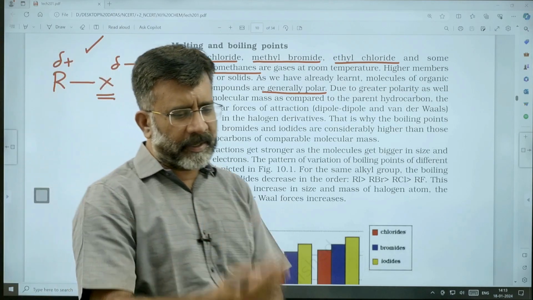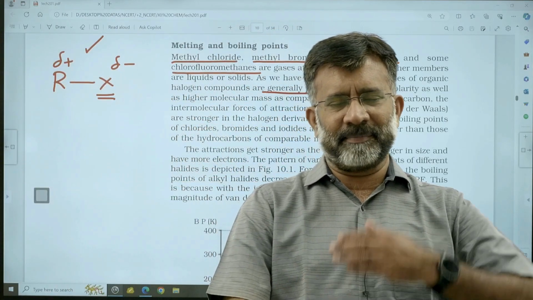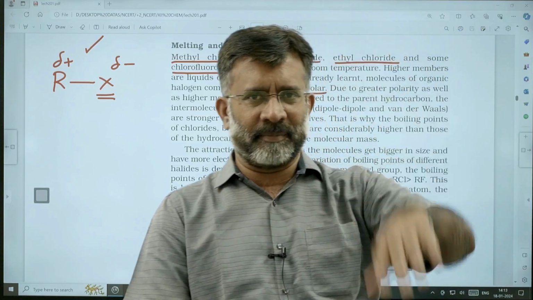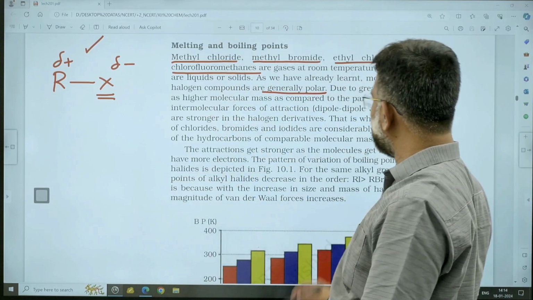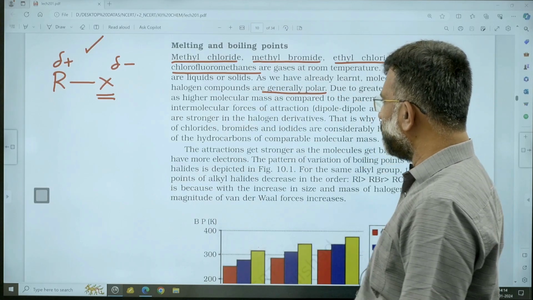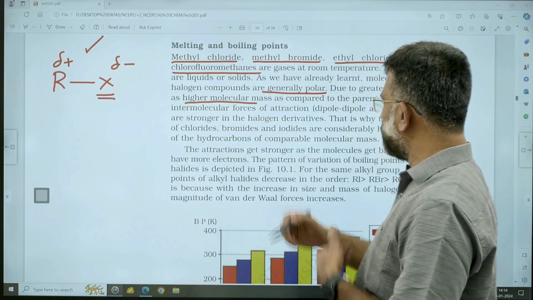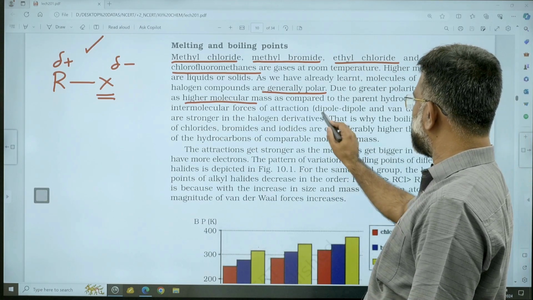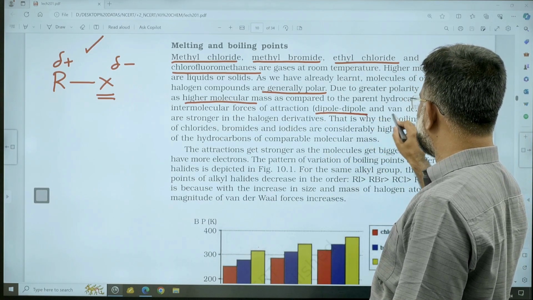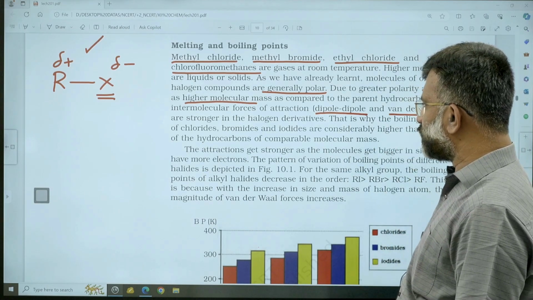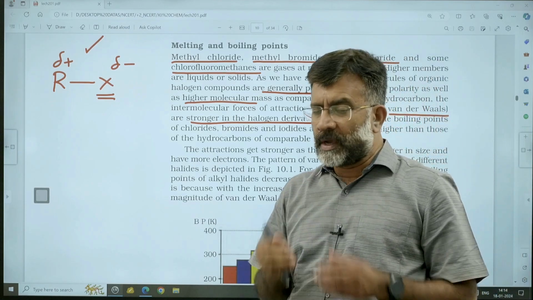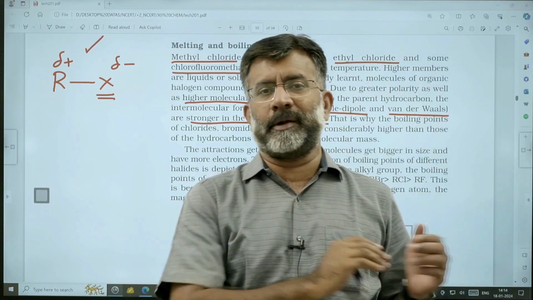Hydrogen is replaced by chlorine. Hydrogen replaced by bromine. Hydrogen replaced by iodine. So the molar mass will be greater. So greater polarity due to the R-X bond. Higher molar mass due to replacement with the halogen. The intermolecular forces of attraction, dipole-dipole attraction and van der Waals forces of attraction, are stronger in halogen derivatives compared to the parent hydrocarbon.